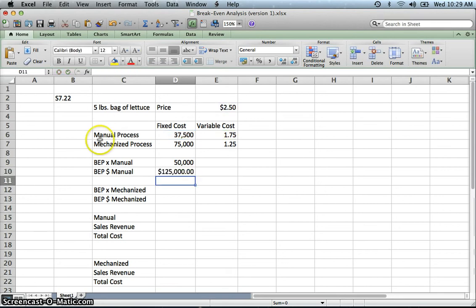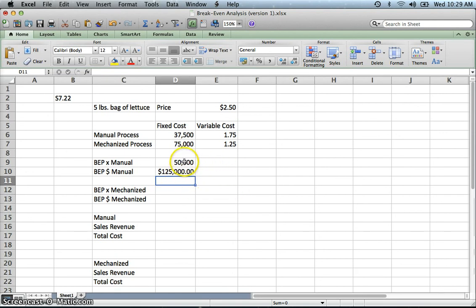So instead of keeping track of how many bags of lettuce we have sold, when we know that we have collected $125,000 based on the sale of our lettuce, we will know that we have sold 50,000 bags of lettuce, and we've hit our break-even point.